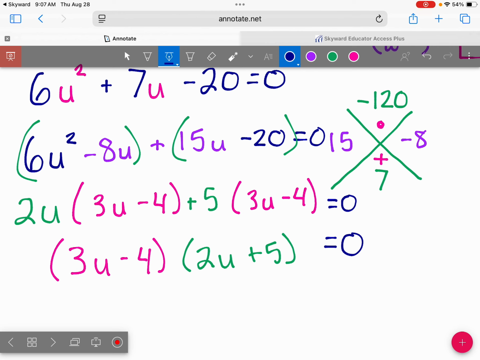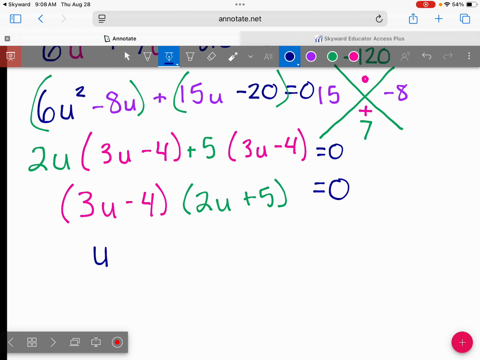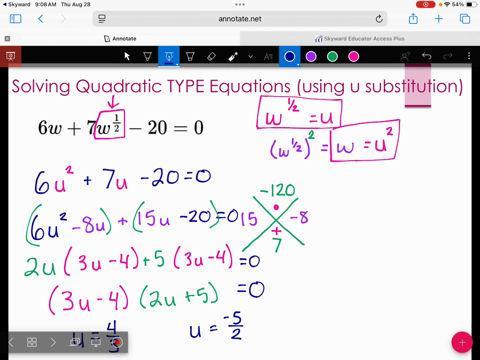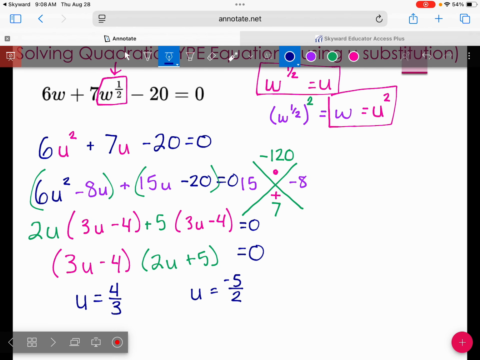Okay, because the next thing we can do is we can find our solutions for u, for whatever u equals. What is u going to equal? So from this one we get u equals positive 4/3. And u equals negative 5/2. Awesome. We've got solutions. Just for the wrong letter. Because we didn't start out with u's. We started with w's. So, yeah, great. We know what u equals, but I wasn't asked what u equals. I was asked what w equals. So now we've got to switch it back.